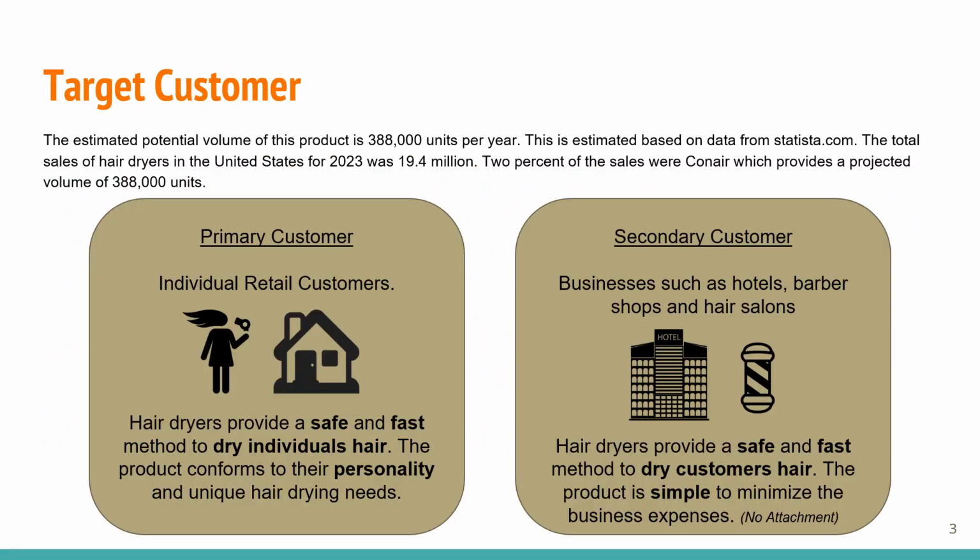Our primary customers are individual retail customers, and our secondary customers are businesses such as hotels, barbershops, and hair salons. The estimated potential volume of this product is 388,000 units per year. The primary customer gets the option for different attachments and/or customizable color, while secondary customers of small businesses prefer simpler and cheaper options to reduce business expenses.